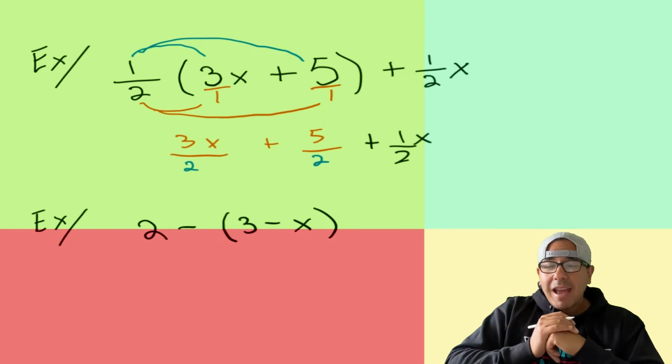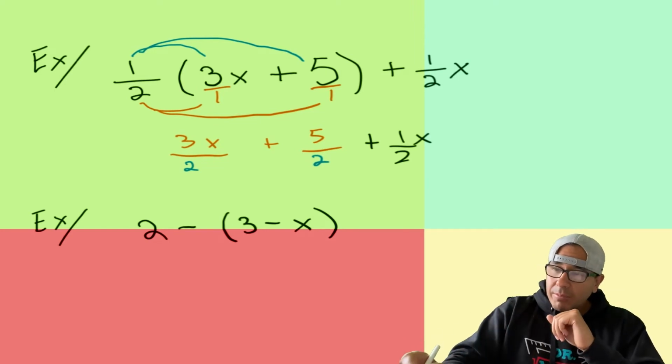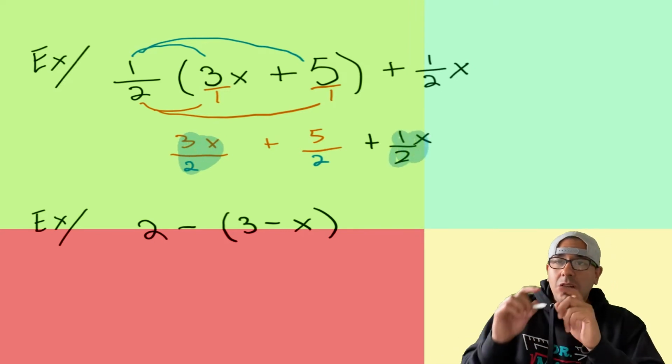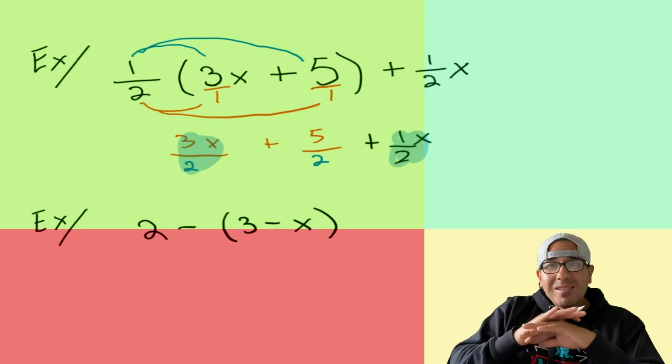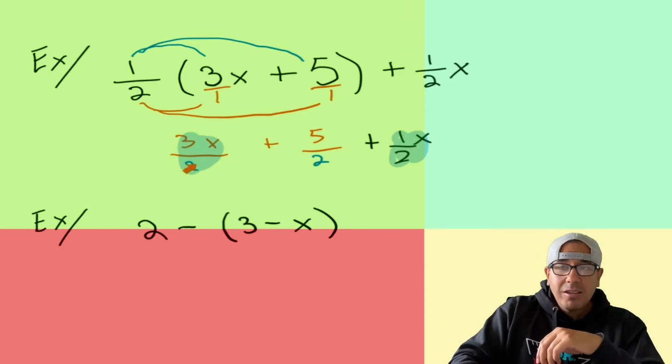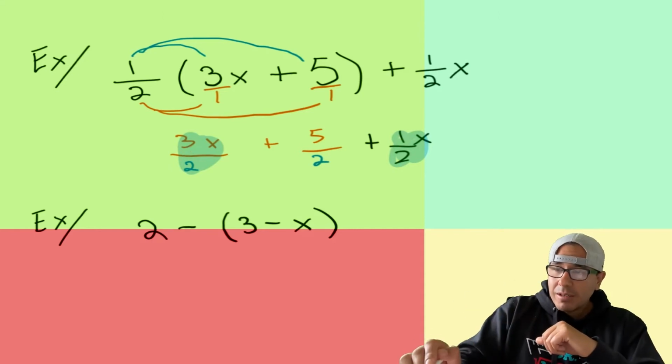Don't forget, now we're gonna combine our like terms. So let me highlight our like terms here. So we have 3/2 x and 1/2 x. The rules for fractions never change. You wanna make sure they have the same denominator. And they do, excellent. So 3 plus 1 gives me 4.